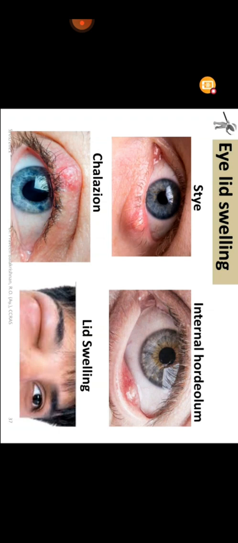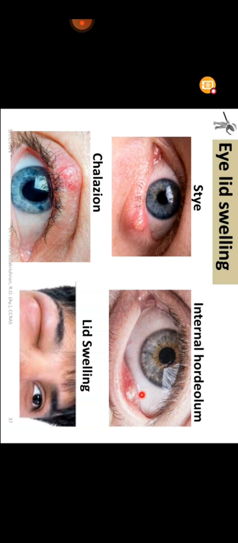Okay. Now you can even find some eyelid swellings. Okay, you can see in this. See, this is called a stye. Stye is nothing but the inflammation of the glands of Zeis or Moll. Okay, and you can see chalazion here, which is the inflammation of the meibomian glands.